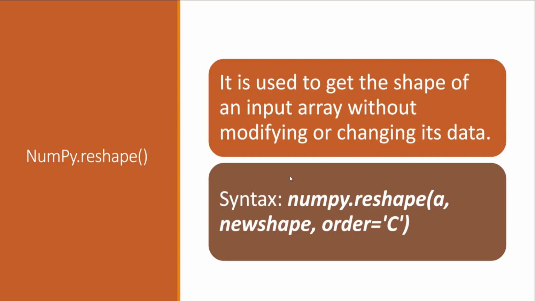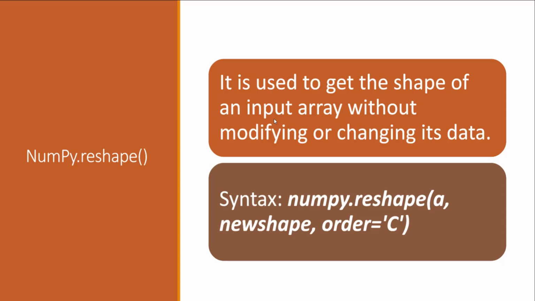Next we will discuss our last parameter, that is order. It is an optional parameter and it specifies the index order parameter, which is C, F or A, and it is used to read the values of the input array and place the values into the reshaped array. By default it takes the C value. So this function will always return a new array without changing the data of the input array.